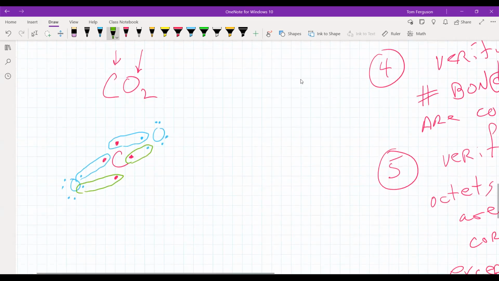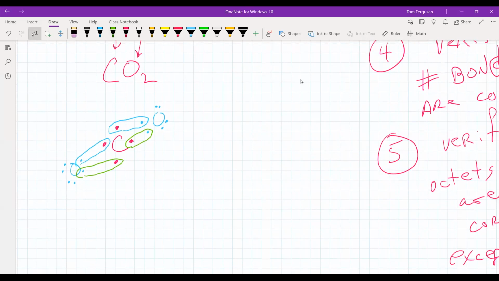Okay. Next step is we verify the number of bonds. How many bonds does carbon need? 4. 1, 2, 3, 4. So that's good. How many bonds for oxygen? 2. Each oxygen has 2 bonds. So that's verified. Let's look at octets.